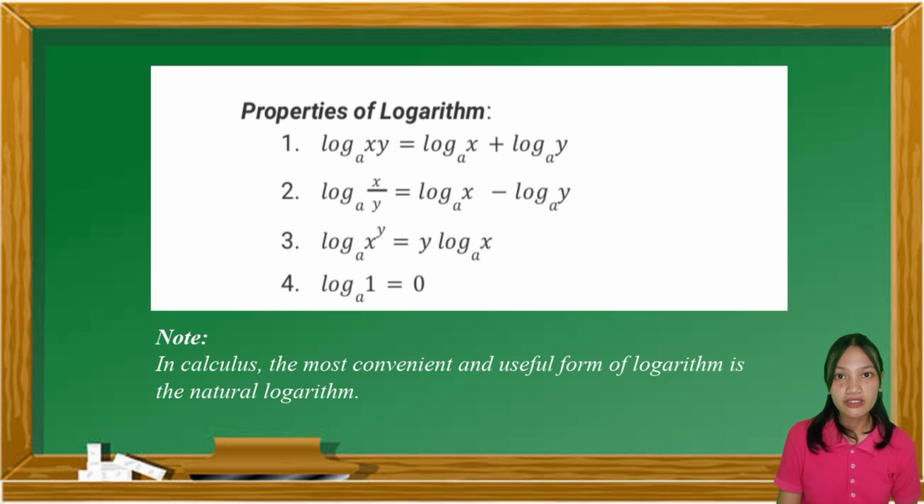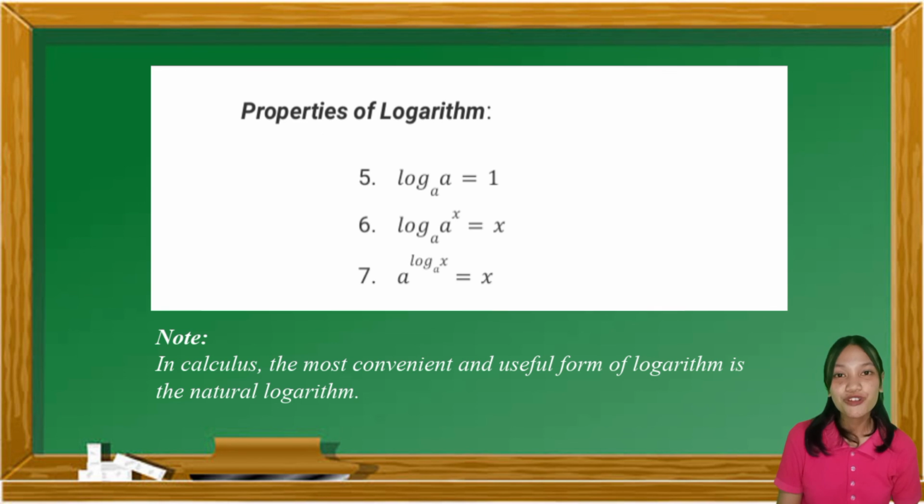Number 4. Logarithm of base a of 1 is equal to 0, since any constant which is raised to 0 is equal to 1. Number 5. Logarithm of base a of a is equal to 1, since any constant which is raised to 1 is equal to the value of the constant itself. Number 6, logarithm of base a of a raised to x is equal to x. And lastly, number 7, a raised to the logarithm of base a of x is equal to x.